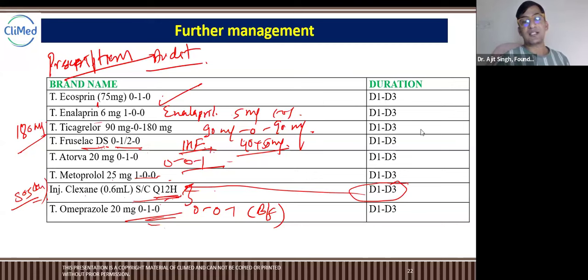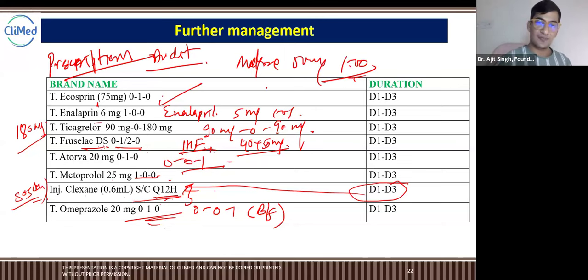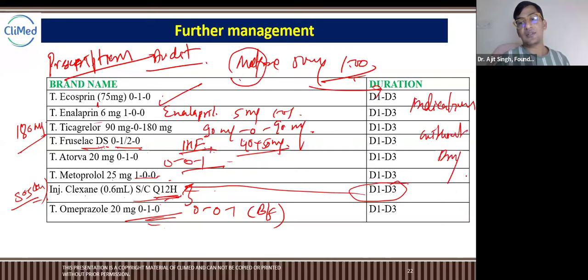Diabetes drugs, guys. Who will write metformin here? Metformin 500 mg or whatever. Diabetic drugs are missed here. So that is the blunder. This blunder is called indication without drug.